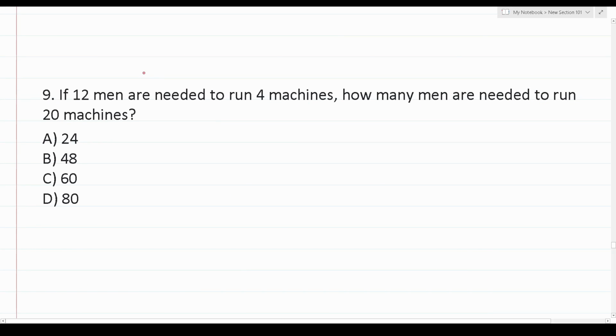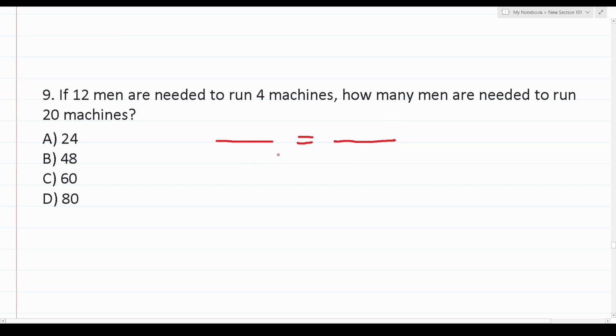All right, number 9 says, if 12 men are needed to run 4 machines, how many men are needed to run 20 machines? All right, so for this one, we can actually use a proportion to solve it. And again, a proportion is nothing more than two fractions that are equal to each other. And the key to setting up your proportion is this. You want your units to be the same on both sides of the proportion. So if I put men in the numerator over here, I better have men in the numerator over here. And let's see what that looks like.